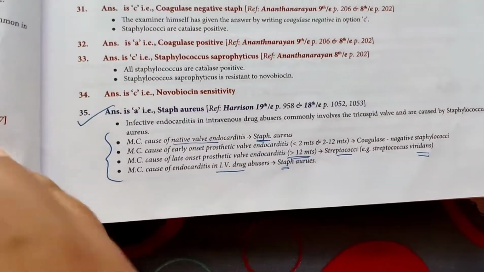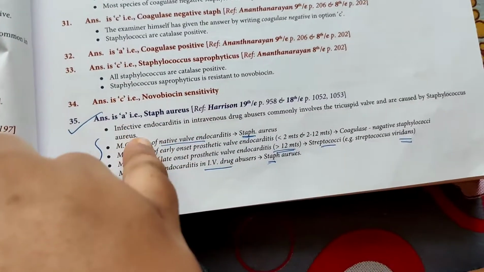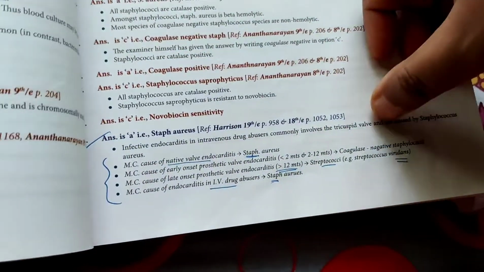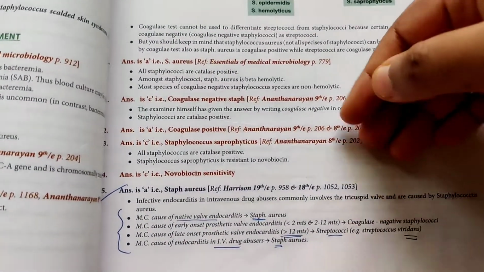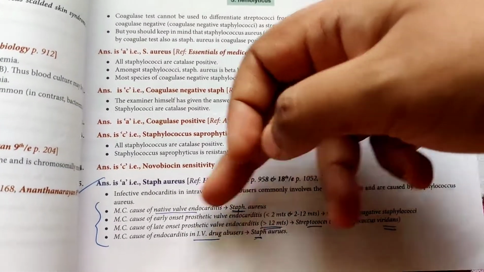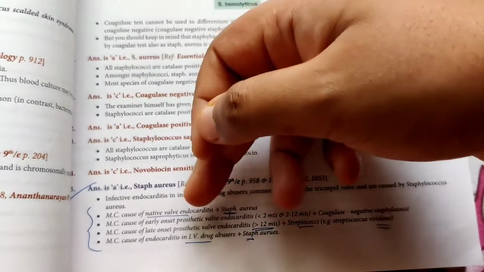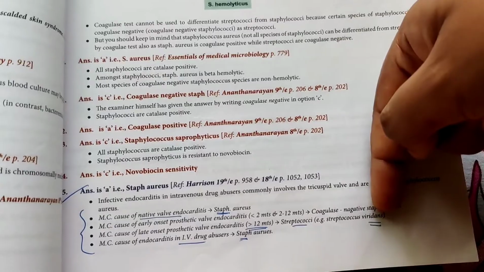Here, the most common cause, if it is native valve, is Staph aureus. If it is prosthetic valve, 2 to 12 months, it is coagulase negative staphylococcus. Who are the coagulase negative staphylococcus? Other than Staphylococcus aureus, right? Staph aureus causes native valve. The rest of the staph cause 2 to 12 months prosthetic valve. Other prosthetic valve greater than 12 months is Streptococcus viridans, and IV drug abuser is Staph aureus.